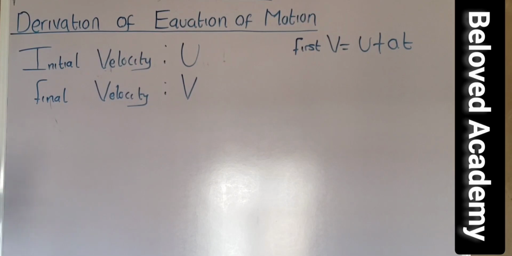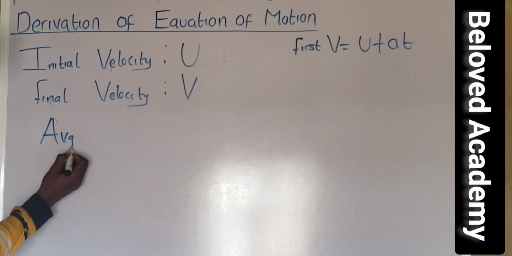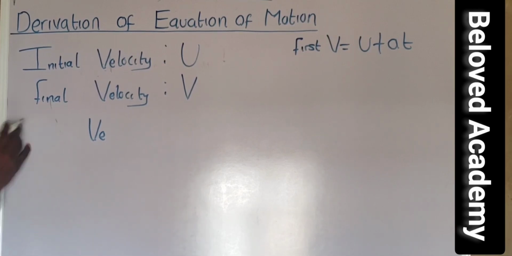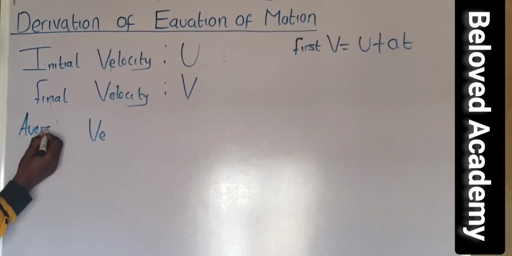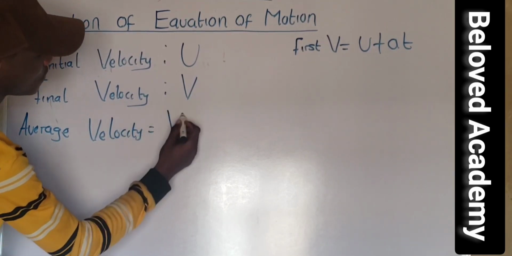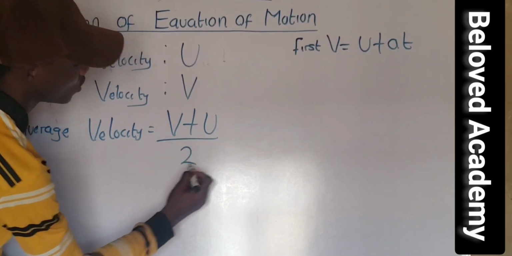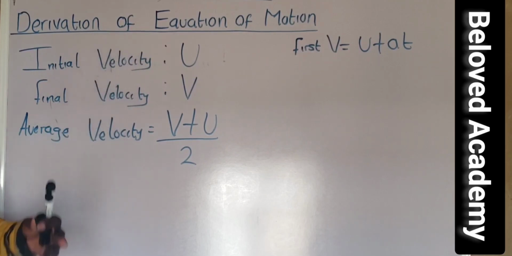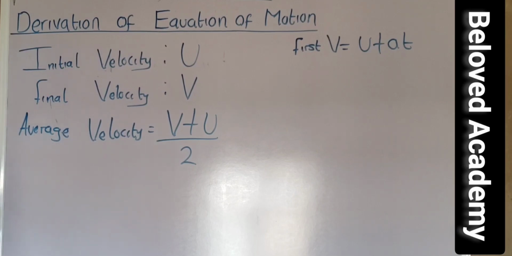Now if you are asked to compute the average velocity of the object, I represent it as, maybe I should just write it in full, average velocity is equal to v plus u all over 2. Do you understand? That is the sum of the final velocity and the initial velocity divided by 2. That is the average velocity.